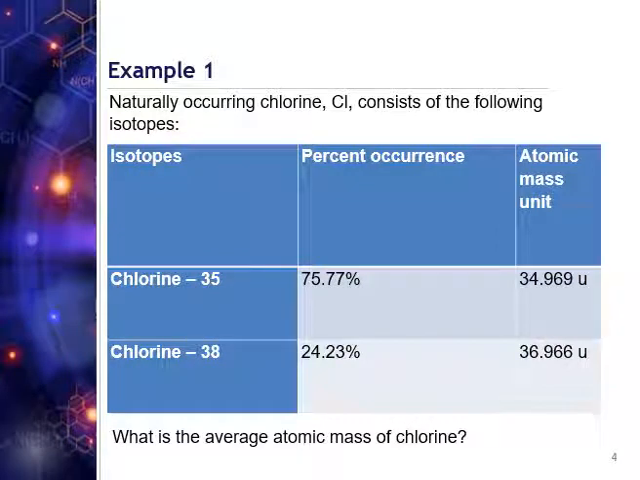Example 1. Naturally occurring chlorine consists of the following isotopes: chlorine 35 and chlorine 37. What is the average atomic mass of chlorine? 75.77% of the naturally occurring chlorine in the world is chlorine 35, which is why, if you look at the periodic table, the average atomic mass is 35.45, or very close to the atomic mass of chlorine 35.